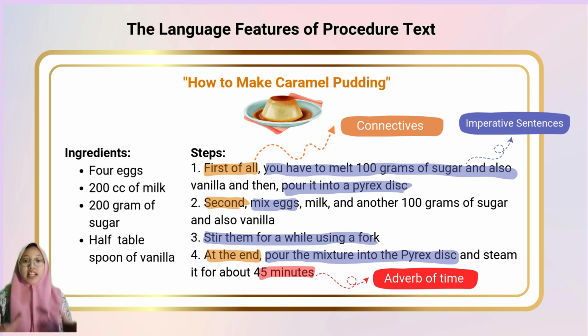And the next is the language feature of procedure text. The language feature of procedure text, there are 4. The first is use a simple present tense. And the next is use connective. And the next is use imperative sentences. And the last is use adverb.